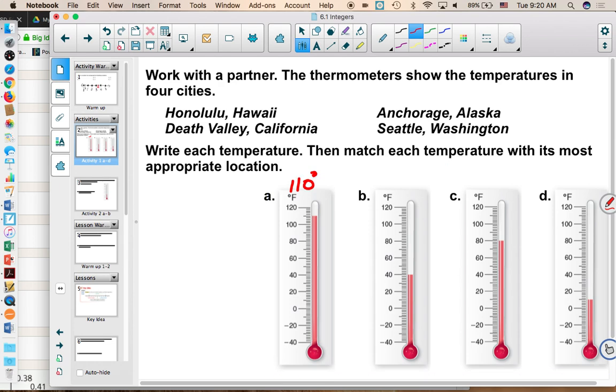All right, so what about B? What is the temperature on the thermometer of B? What's it going to be, Tyler? 40 degrees. 40 degrees, good. What about C? What is the temperature of C? Josie? 80 degrees.